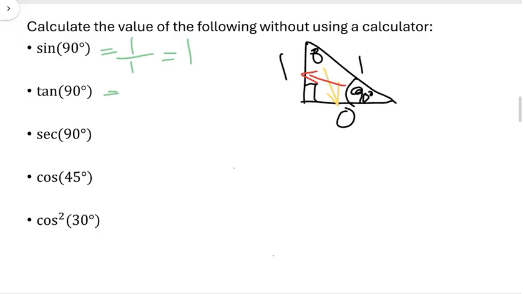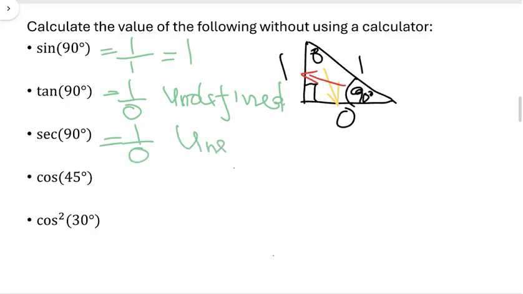Tan of 90 is opposite. My opposite is 1 over adjacent 0. This is undefined. We cannot divide by 0. Okay? Sec of 90 degrees. Sec is the reciprocal of cos. So it's going to be hypotenuse, which is 1, over adjacent, which is 0. Again, we have undefined.